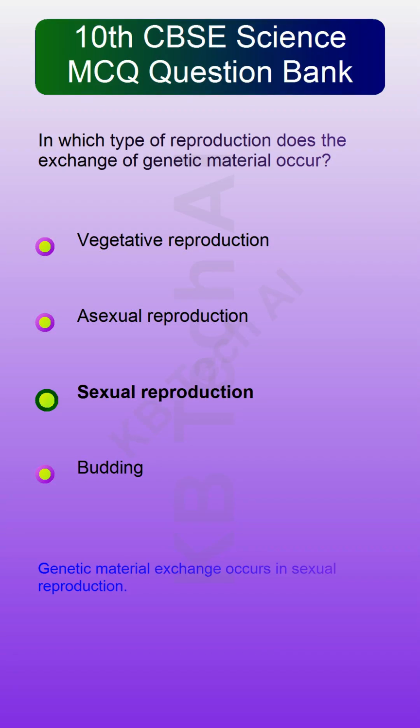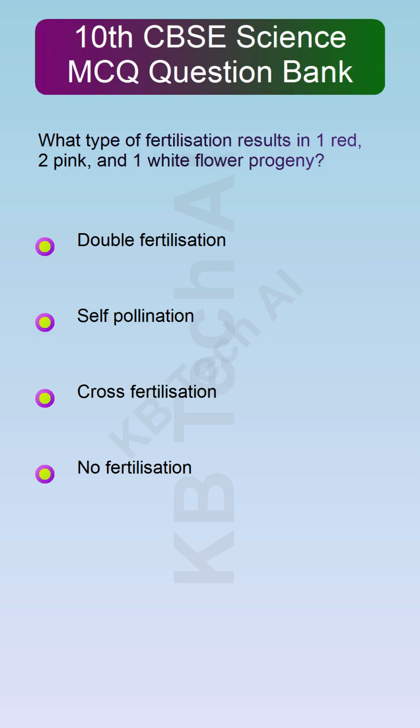The answer is, option 3, sexual reproduction. What type of fertilization results in 1 red, 2 pink, and 1 white flower progeny? Option 1, double fertilization. Option 2, self-pollination. Option 3, cross-fertilization. Option 4, no fertilization.